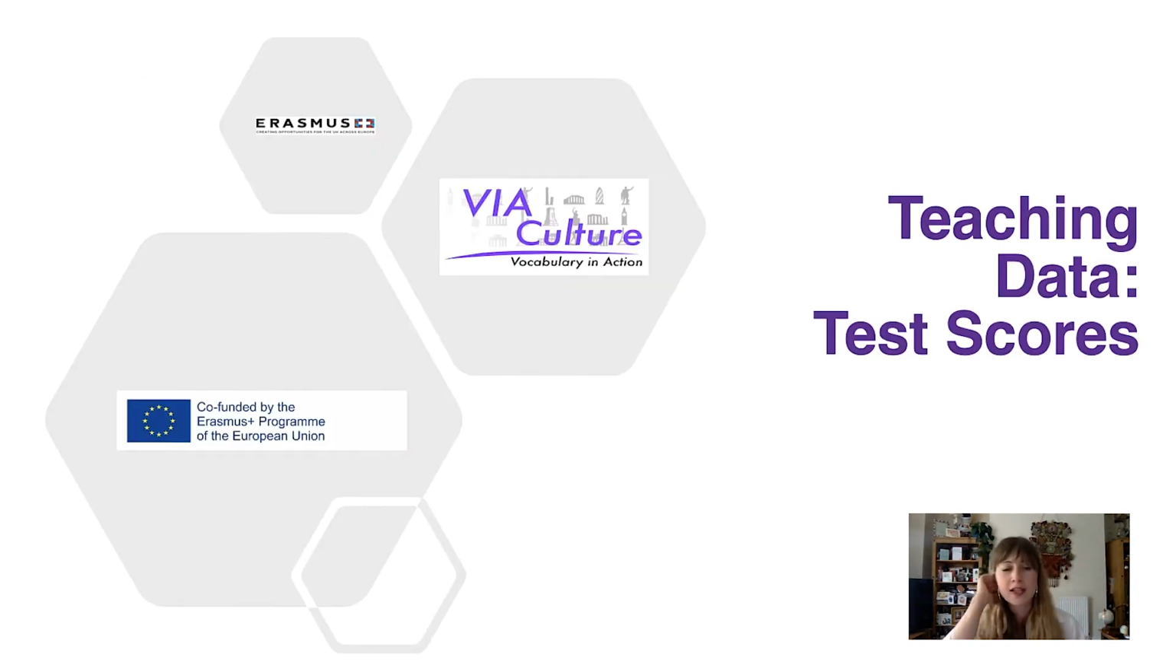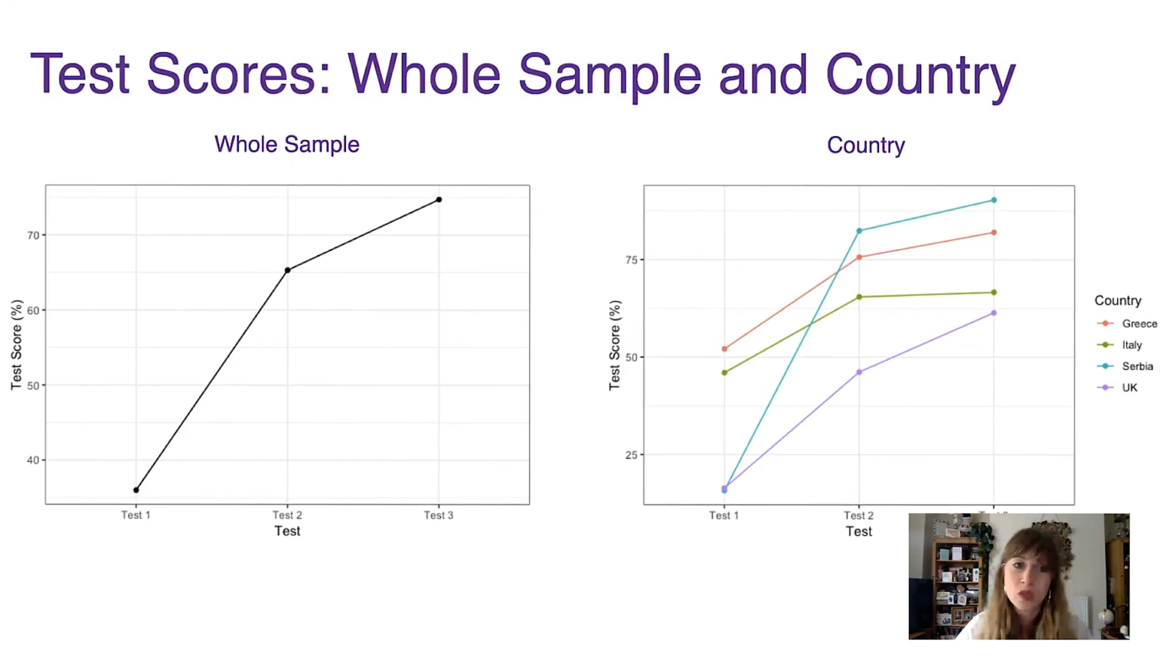So, as I said before, we tested the students at different phases, and we'll go through the test data now generally and then looking at specific countries. So here we have the whole sample on the left and by country on the right. And we have the test along the x-axis and the percentage of the test score along the y-axis. As you can see on the whole sample graph, the initial test score is unsurprisingly the lowest.